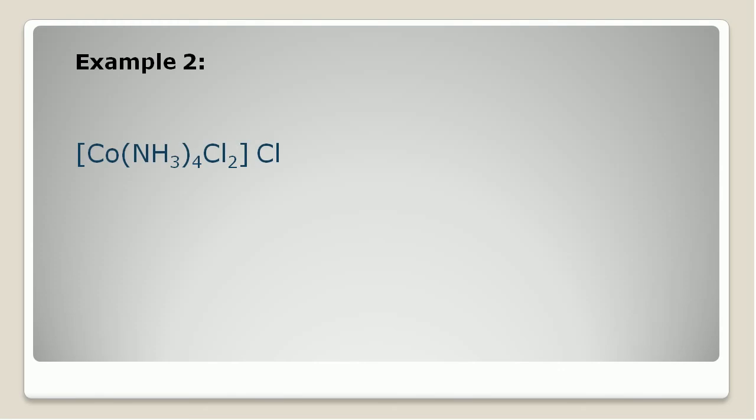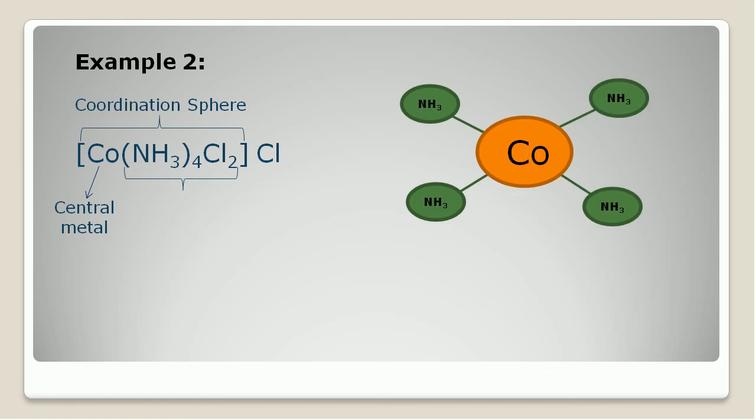In this compound, the coordination sphere has cobalt as a central metal, which is bonded to 4 ammonia and 2 chlorine atoms. Let us see it in structure. Here the cobalt is bonded directly by coordinate bonds with 4 ammonia and 2 chlorine atoms. Hence, its secondary valency will be 6.